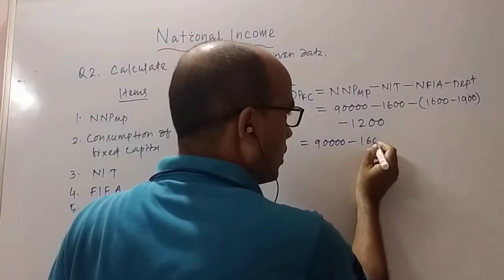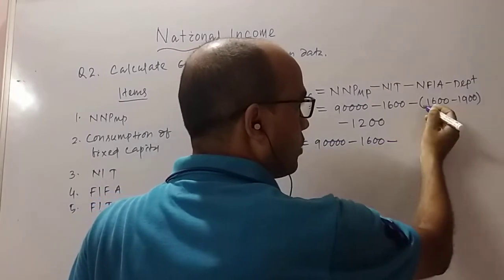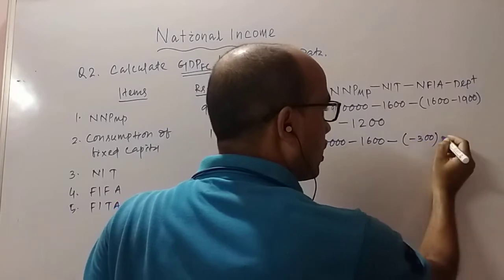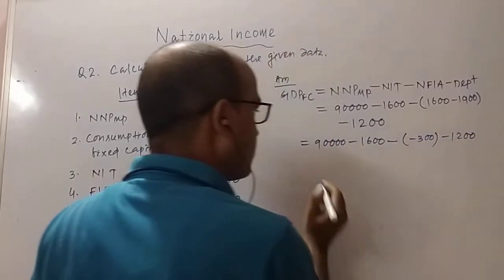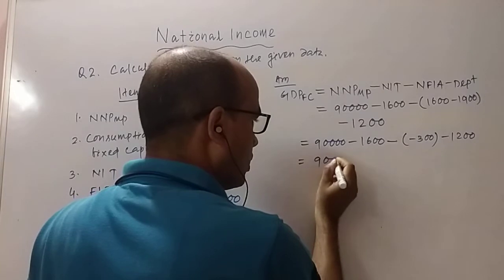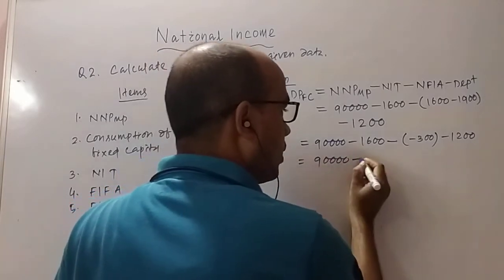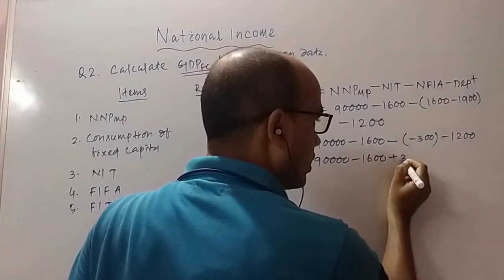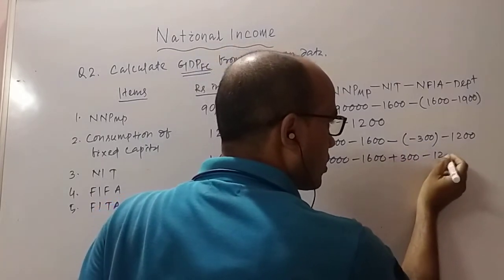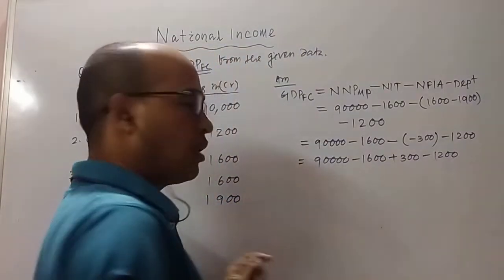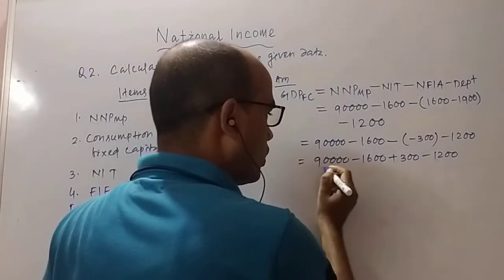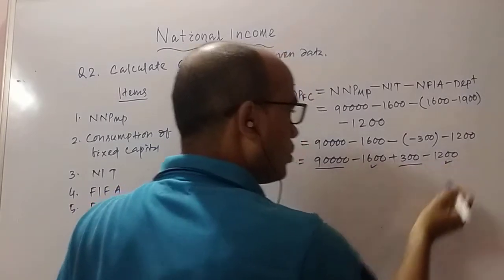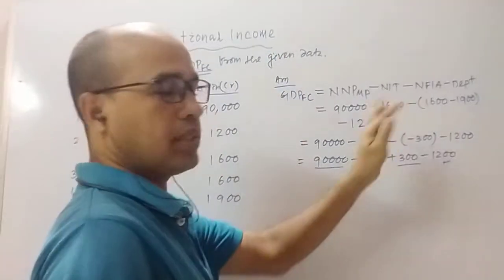that is 1600. If you deduct this one, how much? Minus 300 and minus 1200. Then it is 90,000 minus 1600, minus into minus plus 300, minus 1200. Dear students, what you have observed here: two plus are there, this is plus and this is plus, but these two are in minus. So what do you do? Now you add the plus first, after that you can add the minus.